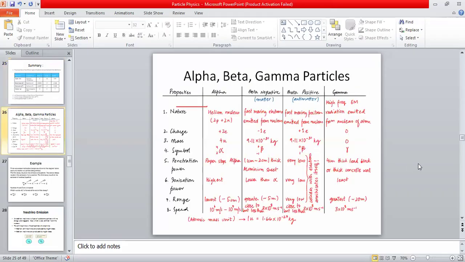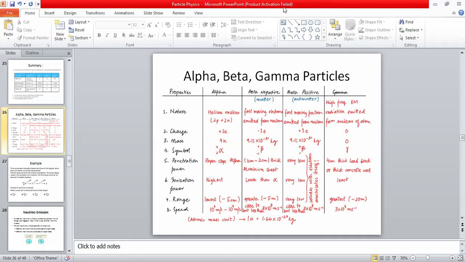So let's have a more comprehensive difference between all these particles. And you need to learn all of them. So what is the nature? Alpha is a helium nucleus. Beta particles are fast moving electrons, beta positive particles are fast moving positrons. Beta positive is the antimatter of beta negative. And likewise, the gamma particles are high frequency electromagnetic radiation.